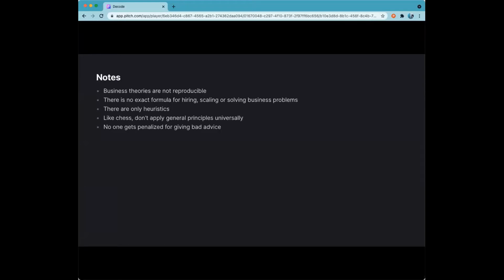But chess is a cool metaphor: you don't want to apply general principles universally in every situation. There are always specific situations where it might be bad advice. And lastly, no one gets penalized for giving bad advice. So I can give you all the advice here, and so can Michael Seibel, and if you end up being led astray, we don't get penalized. So take everything with a grain of salt. It's not a science. No one really has it figured out. You really got to think on your own. Okay, so that's my precursor to all this.